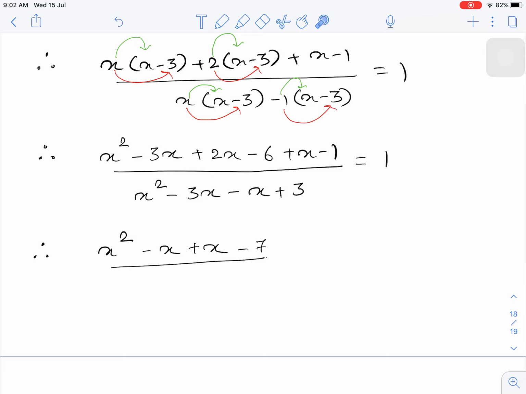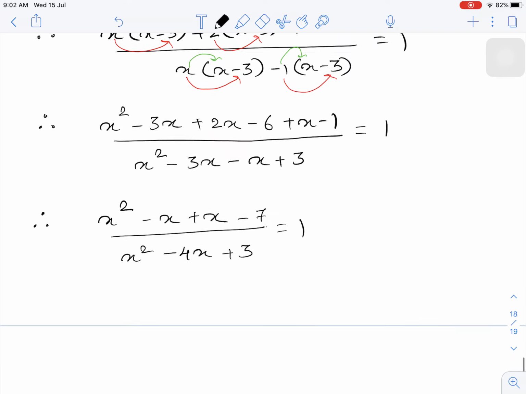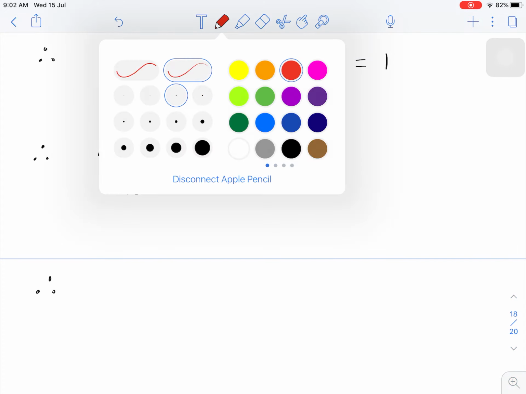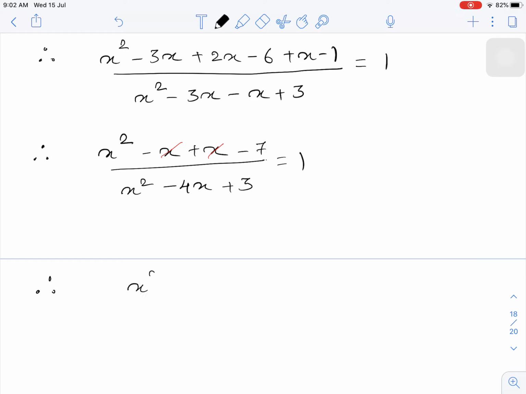by, now here also this x square as it is. Now these both are like terms with the same sign, so 3 plus 1, that will be 4x, and the sign of the greater one is minus, and then plus 3 equals to 1. Now remember that these both are like terms with opposite sign, so we can cancel this one. So what you will get in the next step, x square minus 7 will come in the numerator.